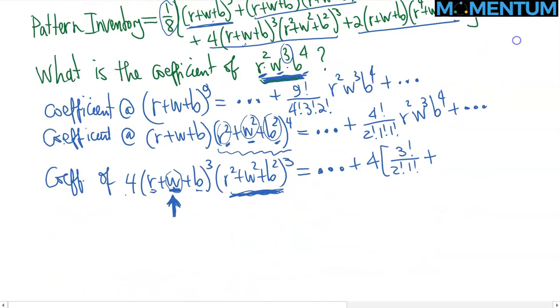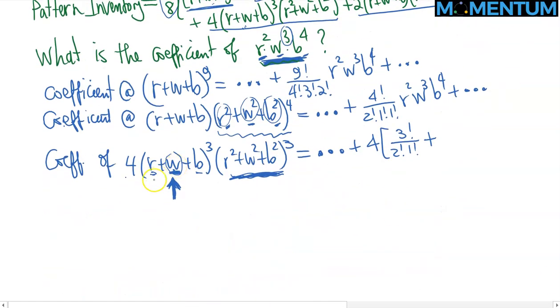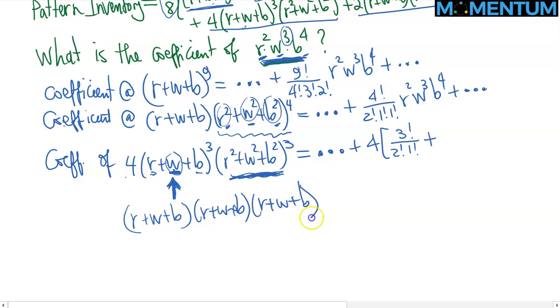So how many ways can that happen? Think about it. We have 3 brackets of r plus w plus b, r plus w plus b, r plus w plus b. Once I identify which one will be w, then I need to choose from the other 2 brackets either both of them r or both of them b. So 3 choices for which bracket I will select the w from. And then with the w, I can have a b squared next to it or an r squared next to it. Does that make sense?